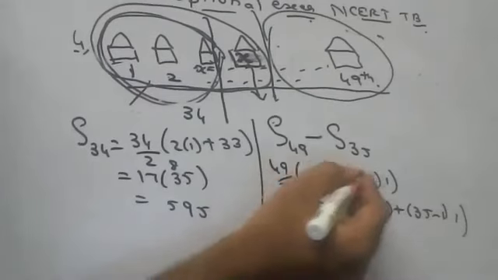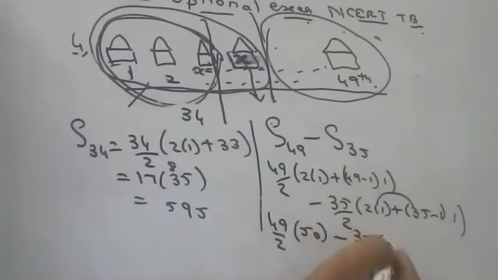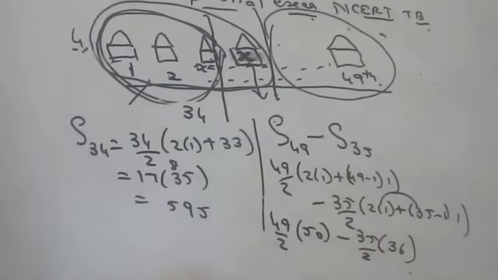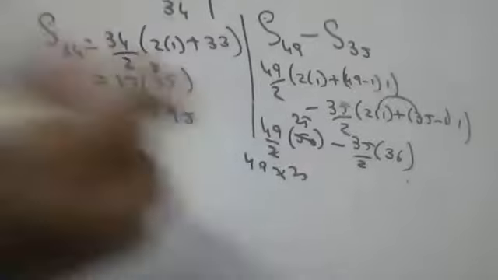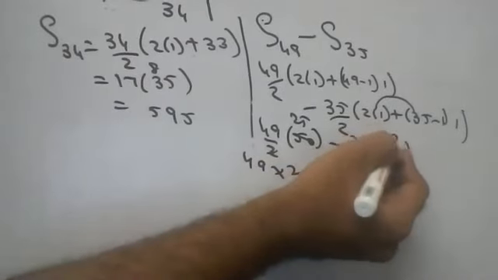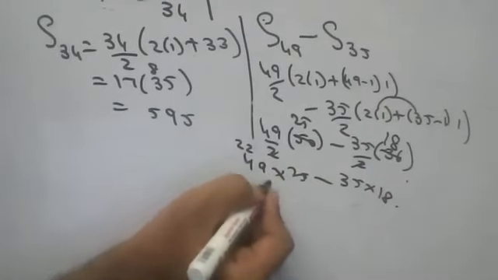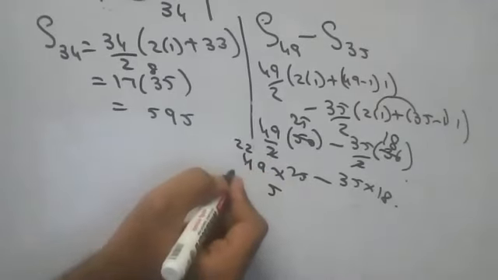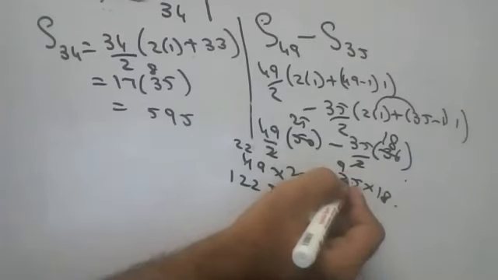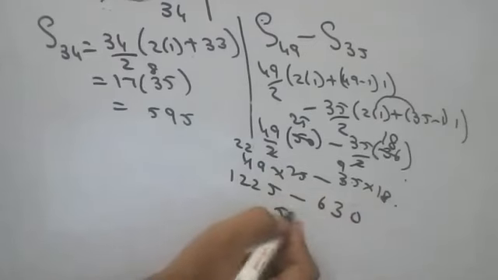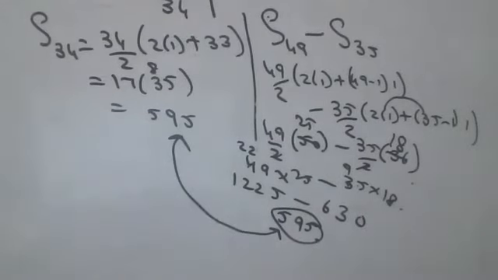49 by 2 into 2 plus 48 is 50, minus 35 by 2 into 2 plus 34. 2 plus 34 means 36. Okay, children. So 49 into 25 minus 35 into 18. So 25 nines are 225, 25 fours are 100, 325 minus 18 fives are 90, 18 threes are 54, 144, 630. Same answer, you will get 595 again. Hence verified. Okay, children. Same answer.